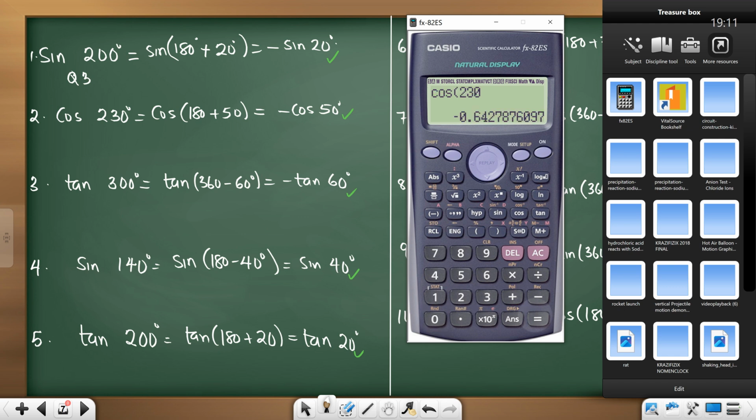Cos 230 equals to shift cos answer 130. Oh, minus 180, -50. Number 3, tan 300 equals to shift tan answer -60. Can I ask you to confirm from number 4 to number 10?